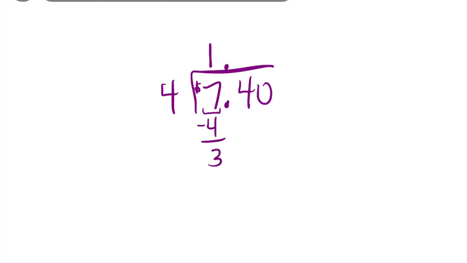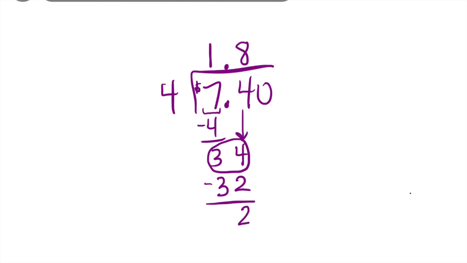Now there's going to be 3 ones left over that we're going to need to regroup with the 4 tenths. So those 3 ones become 30 tenths, and now we have 34 tenths. So 34 tenths divided into 4 equal groups would give us 8 in each group. So 8 times 4 is 32. That leaves us with 2 tenths left over.